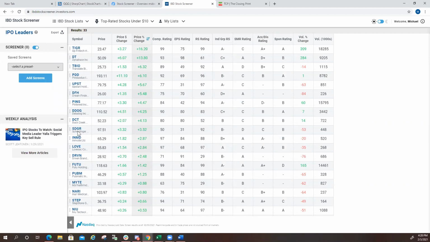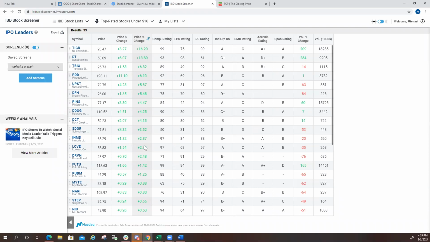SDGR, we're up over 40% on that one. We've already taken profits. And I took profits and then I added back. And then today I had a great move. But again, these are new IPOs within the past year that are showing relative strength and have institutional ownership.